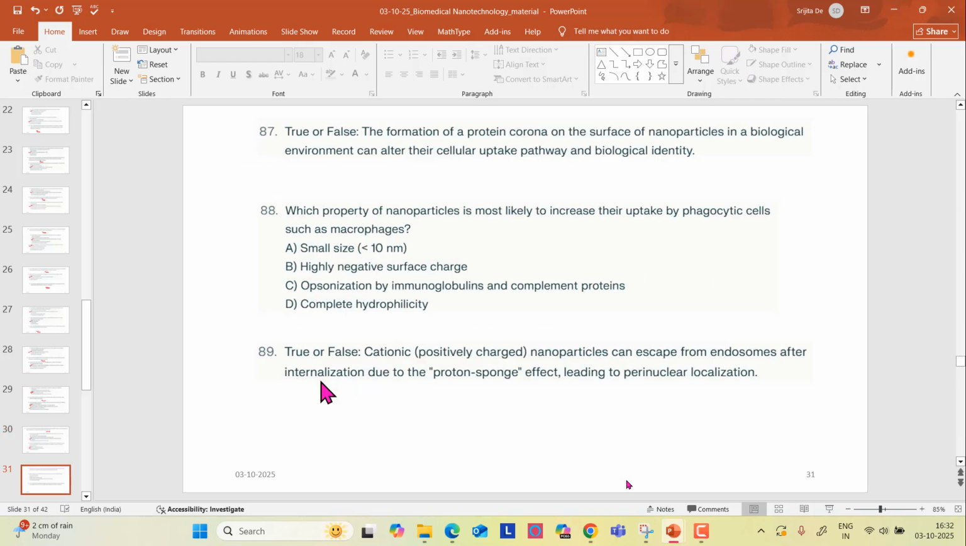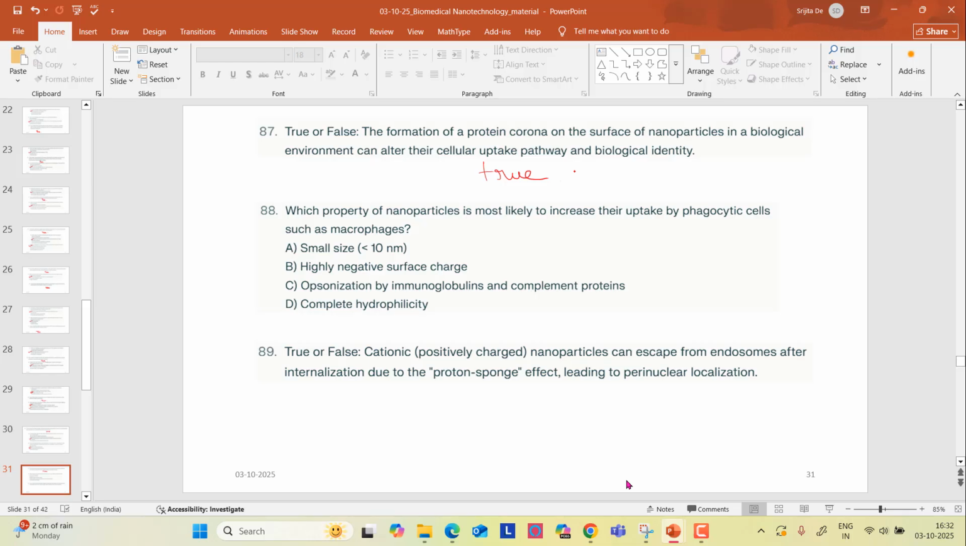The formation of a protein corona on the surface of nanoparticles in a biological environment can alter their cellular uptake pathway and biological identity, which is true. True.